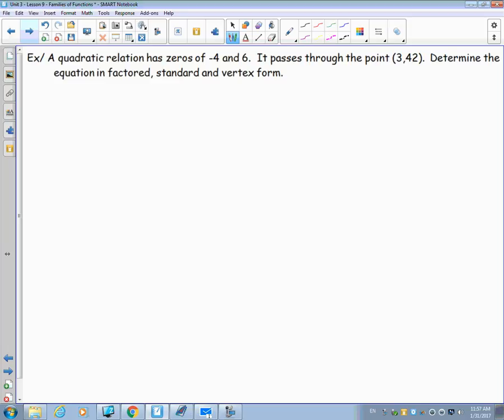So a quadratic relation has zeros of -4 and 6. That's important. That tells me I can work with factored form. I've got zeros. It passes through a point. That's important because that's an x and a y. And we want to determine the equation in factored, standard, and vertex form. So all three forms. I know I can start in factored form, however, because of the zeros idea.